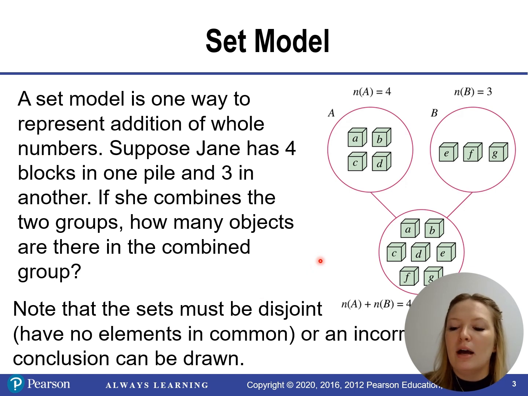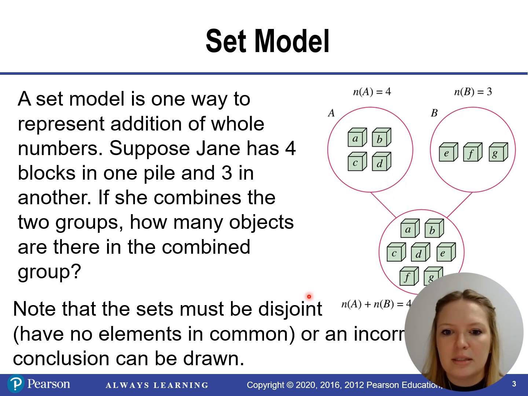Just notice that the sets have to be disjoint, so they don't have any elements in common, or we might have an incorrect conclusion. So if Jane moved one of these blocks in between her groups and called them still a group of 4 and a group of 3, yet one of the blocks was used twice, then we would not have a total of 7 blocks.